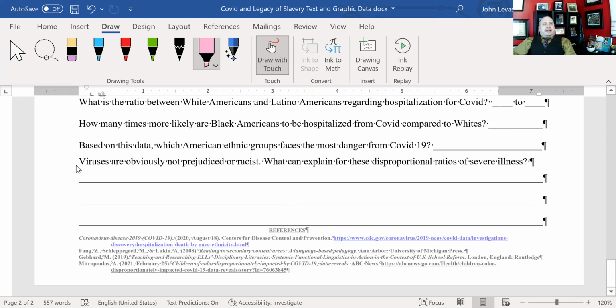And let's just jump down to the last question. Viruses are obviously not prejudiced or racist. Viruses don't think. There's no prejudice, there's no racism in how a virus attacks somebody or something. But based on these numbers, we can see that the rate of illness is not proportional. So let's think, what can explain these disproportional ratios of severe illness in Americans? And I'd like you to answer that question. And that will lead us into our next lesson, which we'll write a paragraph about this.